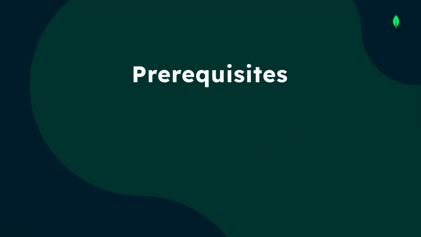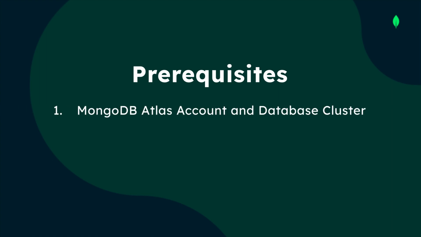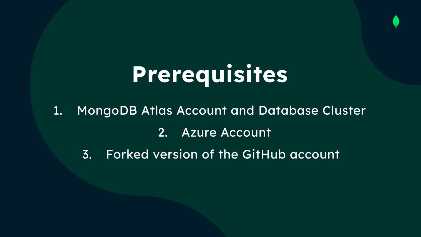To follow along with this tutorial, we're going to need three things. A MongoDB Atlas account and database cluster, the free tier is enough. We'll also need an Azure account so we can deploy to App Service. Finally, we will need to have the MERN stack Azure deployment example forked to our own GitHub account. You will find the links for creating an account on both Atlas and Azure, as well as a link to the GitHub repo in the description below.